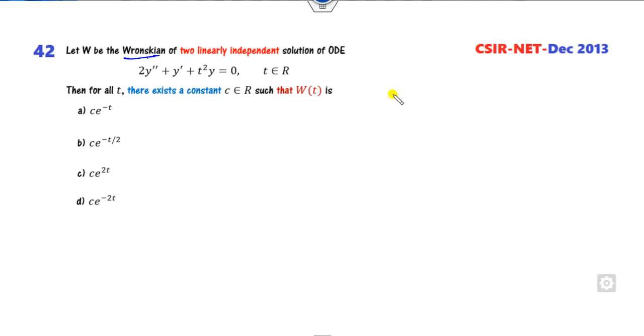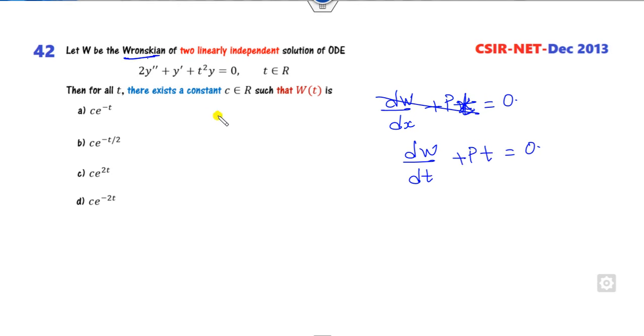Again, this is the Wronskian, so I can start from here: W' plus P of t W is equal to 0. So here, in terms of t, we can write it as P of t. So I can write dW by dt plus P of t W is equal to 0. So what is my P? If you divide, it will be my half. So I can check this value of P. So W' plus half of W is equal to 0.